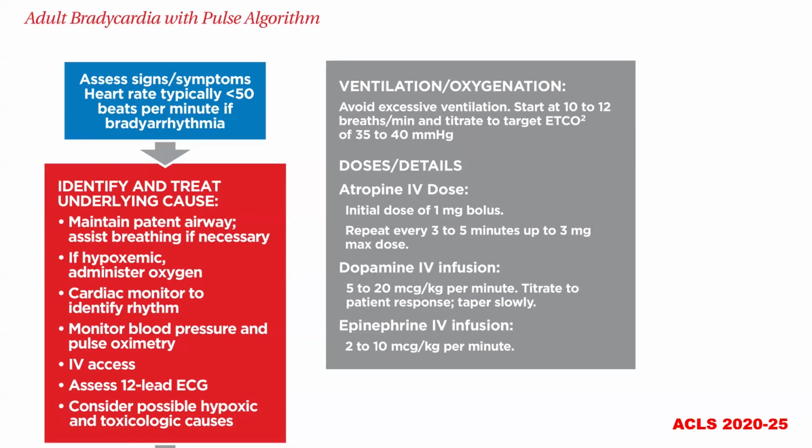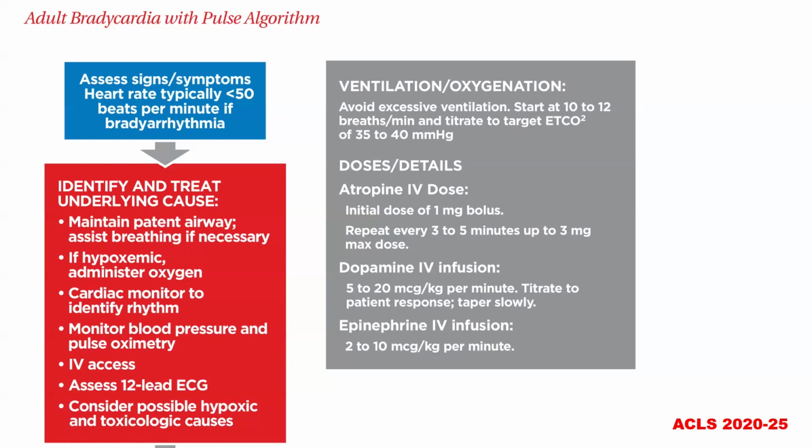Consider hypoxic and toxicology causes. When you do the ventilation, make sure you do not overventilate, and keep the CO2 between 35 and 40. The medication used for adult bradycardia is atropine. The dose you give is a 1 milligram bolus, repeated every 3 to 5 minutes up to 3 milligrams.